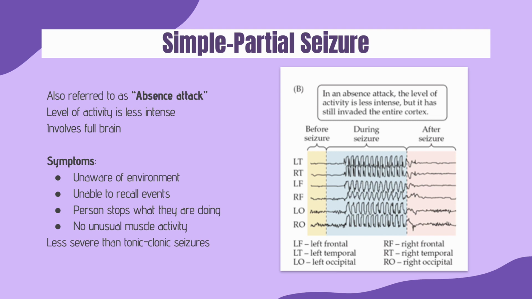The next seizure is the simple partial seizure, which is also referred to as an absence attack. So, like the tonic-clonic seizure, this seizure also encompasses the entire brain, but the level of activity is less intense, and it also comes across differently because there's no unusual muscle activity. Instead, people who suffer from simple partial seizures will be unaware of the environment, and they'll be unable to recall the events that happened during the seizure.